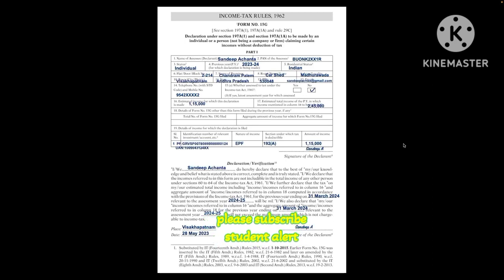And remember, Form 15G is not required to withdraw your pension amount. It is required only to withdraw your EPF amount. Let's see how to fill Form 15G. In field number 1, write your name. In field number 2, write your PAN number. In field number 3, here mention status as individual. In field number 4, mention the current financial year.